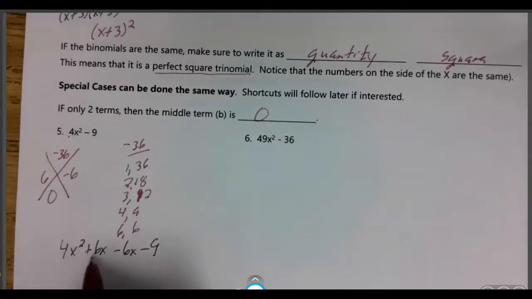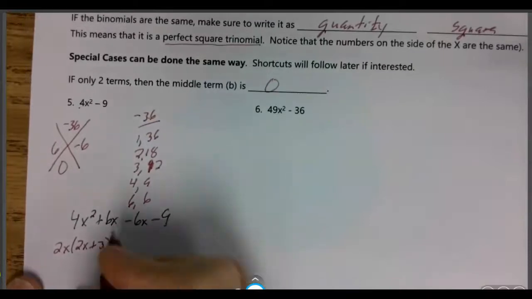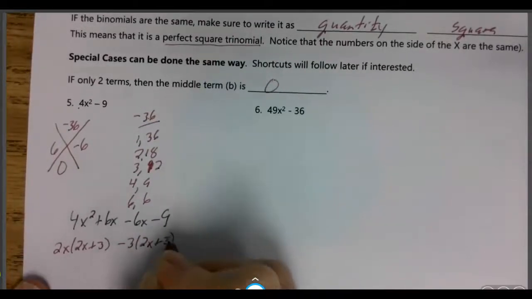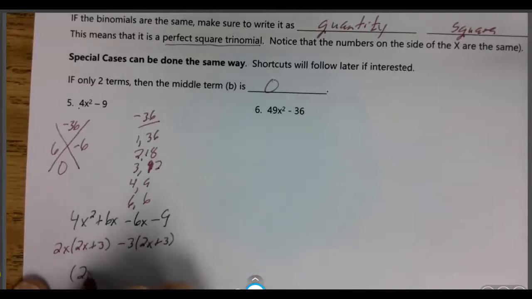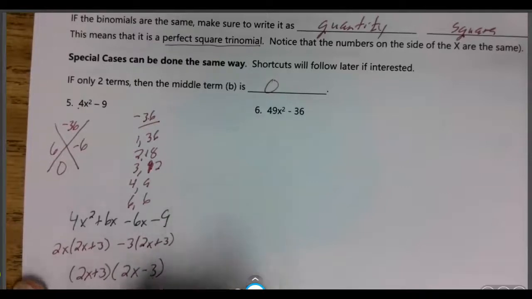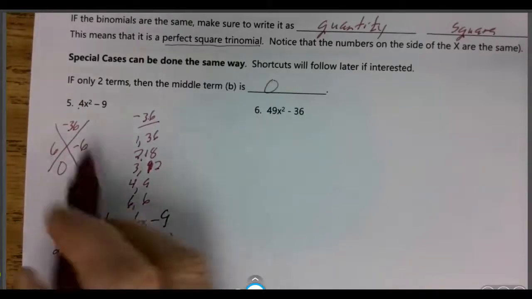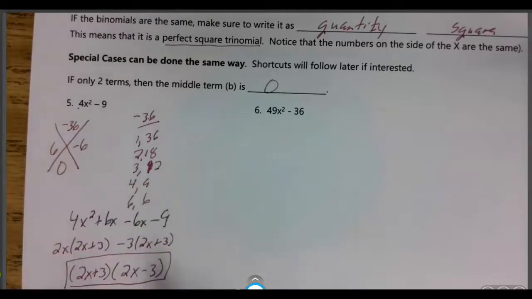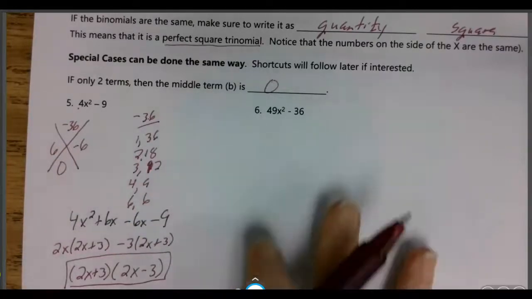So now factor by grouping, I'm going to take a 2x out. Third term is negative, so I'm going to take out a negative 3 here. So notice what I get. It's not the same in the parentheses. The binomials are the opposite. Same terms, opposite sign. That is my answer. Remember, these are called the difference of squares. So, just to let you know that.